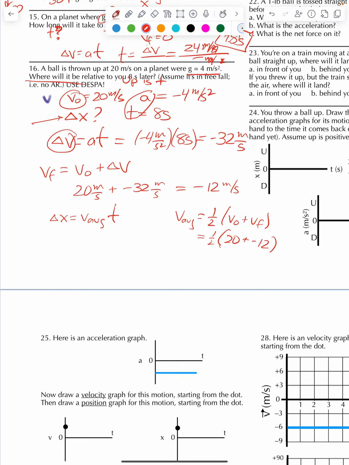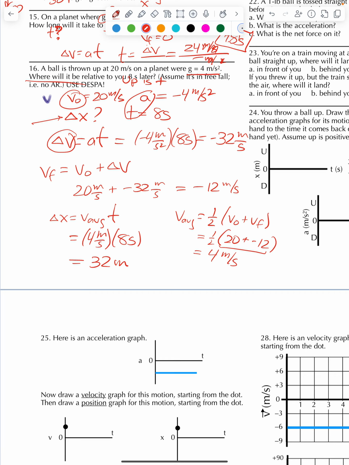That's the final, negative 12. So that in parentheses is positive 8, but you divide by 2, so that means the average velocity is 4 meters per second. Now we can solve it. The average velocity is 4 meters per second. The time is still 8 seconds, so it's going to be 32 meters. So there's your answer. Since we called up as positive, that means the ball, or whatever we threw, is going to be 32 meters above where it left our hand.